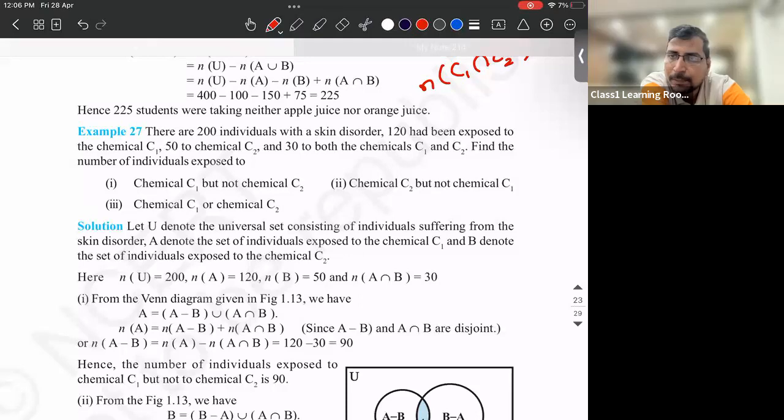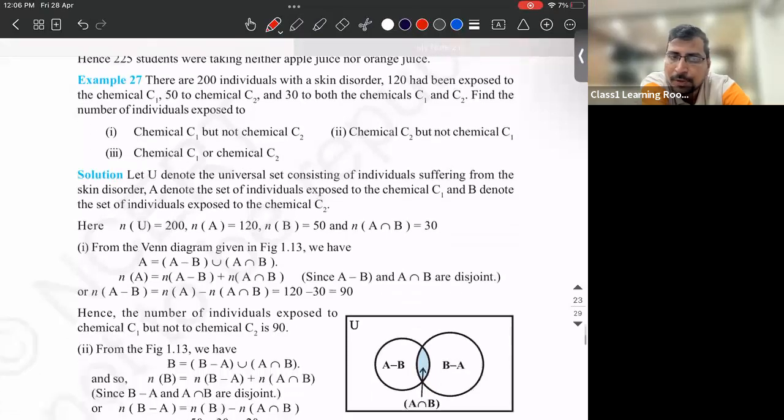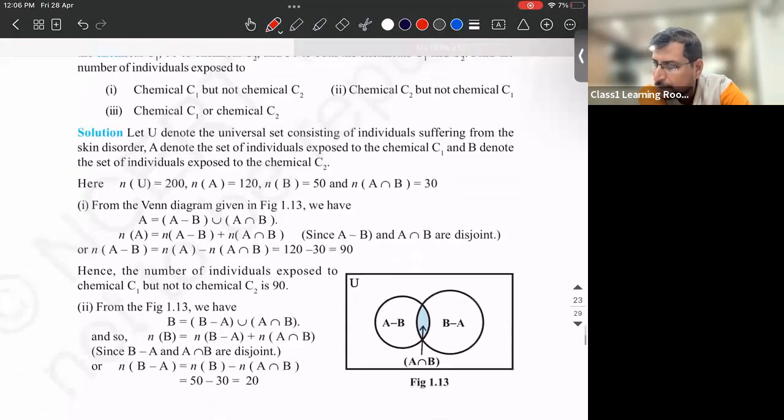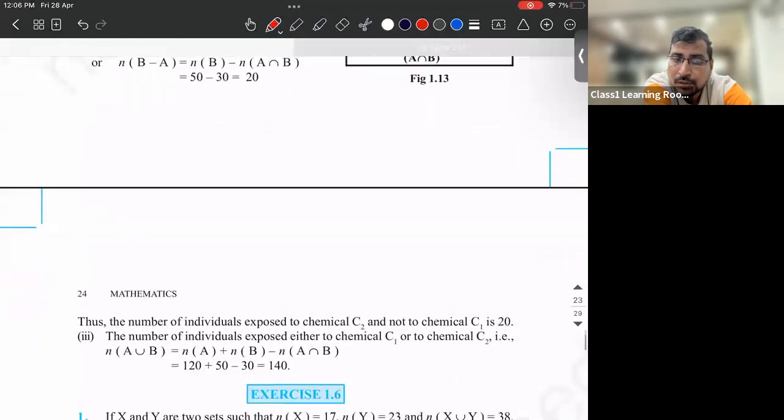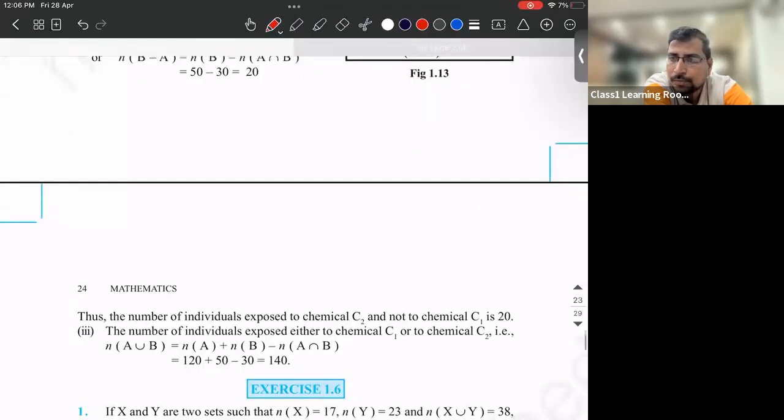So what about the second part? Chemical C2 but not C1. N of B minus A, which is going to be N of B minus N of A intersection B. Okay, what about C1 or C2? N of C1 union C2, so that's going to be 140. Am I clear with this?